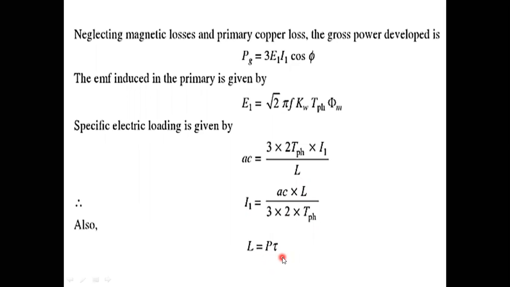Here P is considered as the number of poles, not the gross power developed. P suffix G is the gross power developed, and P here is only the number of poles, and tau is the pole pitch value. Then the length of the field system along the direction of motion can be considered. Then we substitute L is equal to P tau in the equation of the primary current value I1.